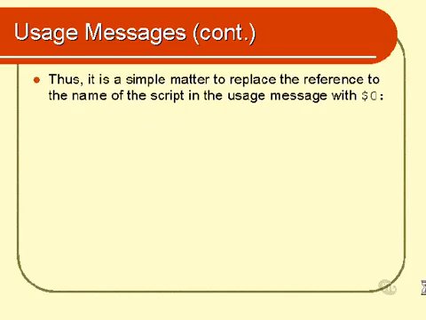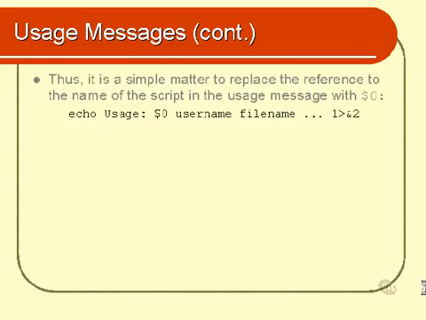We can simply replace the name of the script in the usage message with $0, giving us something like the following. Now we know that's nice and flexible, so no matter what they call this particular file name, or no matter how many links it has, whenever they run it, the usage message will be accurate. So that's very nice.